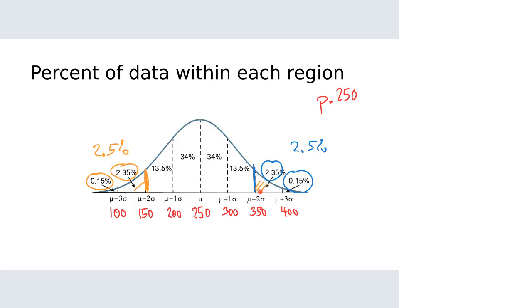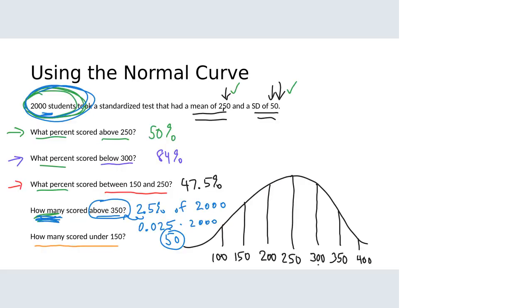If I'm to the right of 2 standard deviations above the mean, and I'm to the left of 2 standard deviations below the mean, it's going to be the same percentage because it's symmetric. So, 2.5% scored under 150, 2.5% of 2,000.